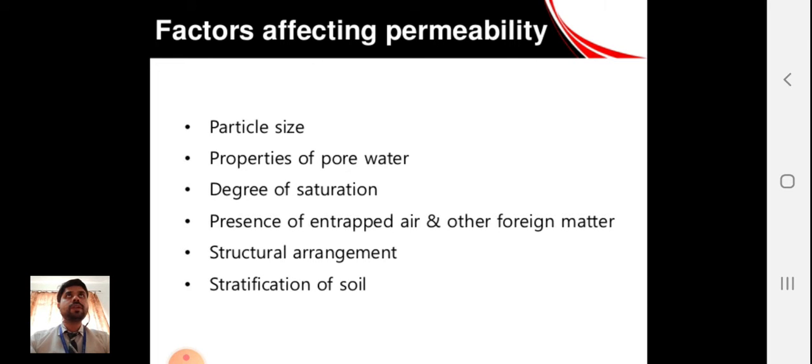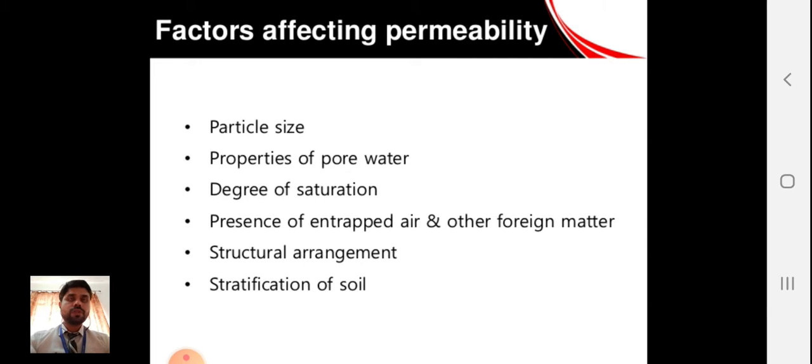Degree of saturation: how much the soil we are going to test is already saturated will also affect the permeability of the soil. Presence of entrapped air and other foreign matter will also affect the permeability of the soil as an important factor.